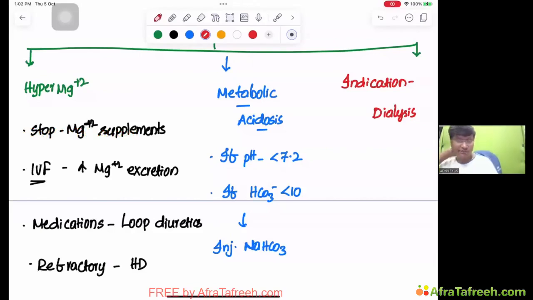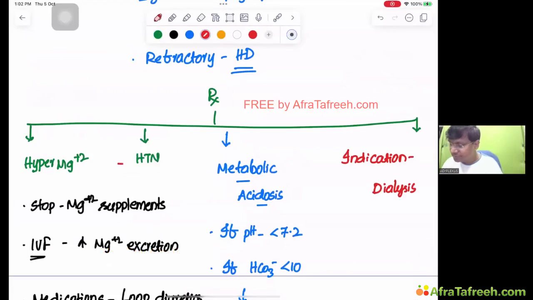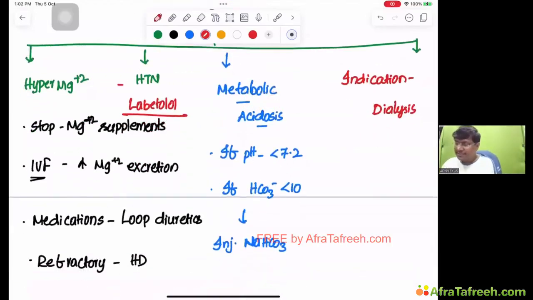Then indications of dialysis. Okay, one more. These patients, what did we discuss? Because of the fluid overload, there is hypertension in these patients. So how do you treat this hypertension? The hypertension should be treated by giving labetalol, which is both an alpha plus beta blocker. Okay. Now, what are the indications for dialysis?